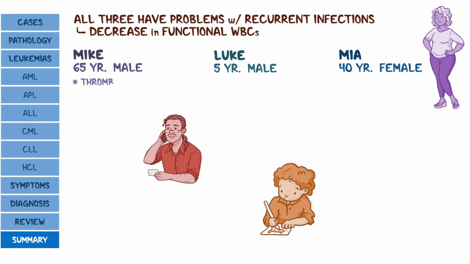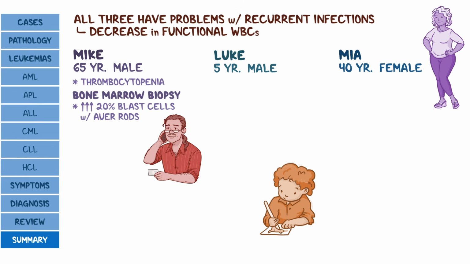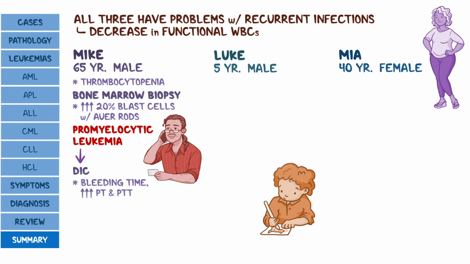Mike has thrombocytopenia, and his bone marrow biopsy showed more than 20% blasts and cells containing Auer rods. All of this points to acute promyelocytic leukemia. APL is also the cause of his DIC, which results in prolonged PT and PTT, decreased fibrinogen, elevated D-dimer, and schistocytes on peripheral blood smear.